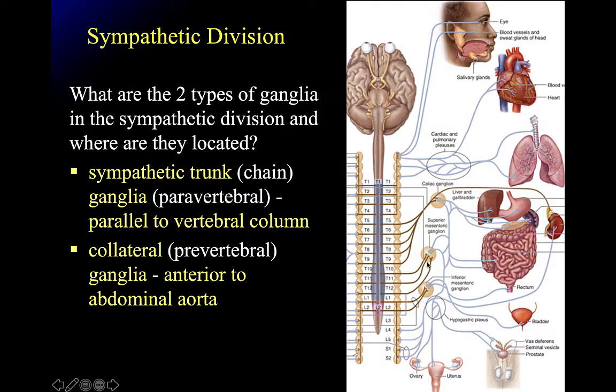The other three that we talked about are called the collateral, or I actually prefer the term prevertebral, meaning they're in front of the vertebrae. And these are anterior to the abdominal aorta, which runs along the anterior side of the vertebrae below the diaphragm.